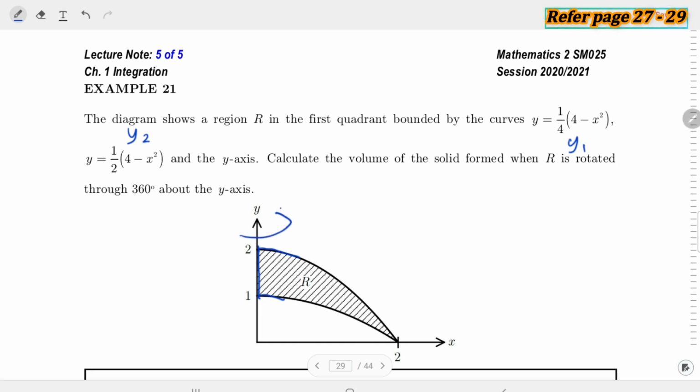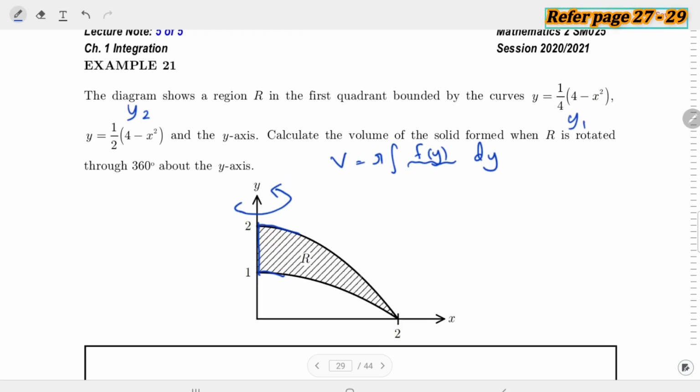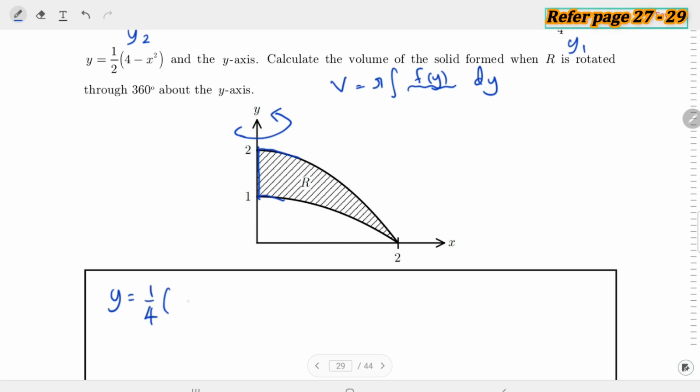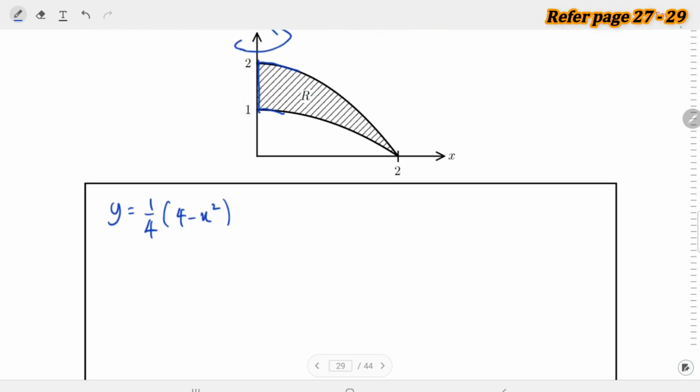Now it is rotated about the y-axis. Please remember the formula would be something like this: pi, integral, dy, because rotated about the y-axis. And the function here, we are going to use a function of y, not a function of x. First, we change the function given into y terms. So y equals 1 over 4 (4 minus x squared). This function is in terms of x, so we change it into terms of y. So 4y equals 4 minus x squared, so x squared equals 4 minus 4y.